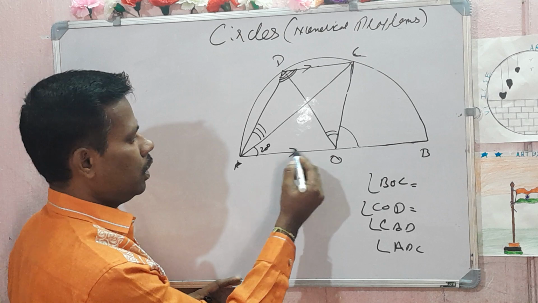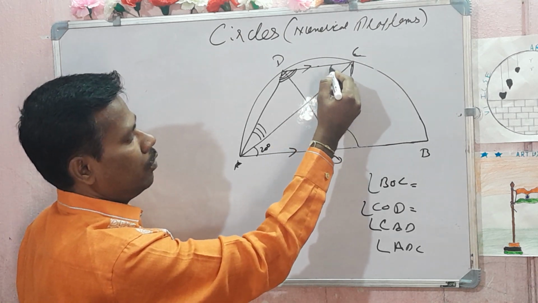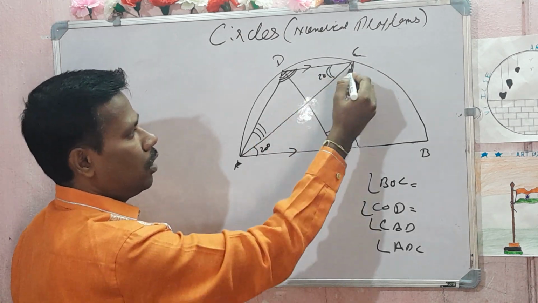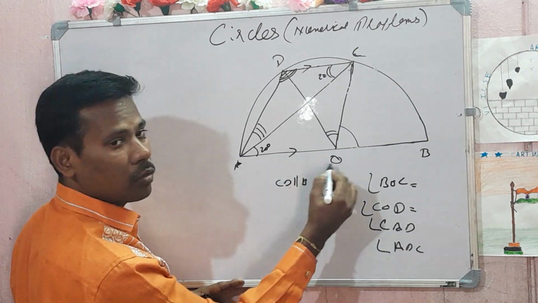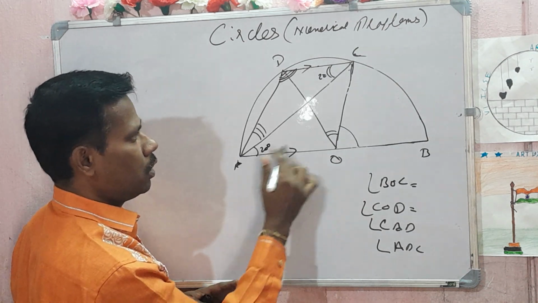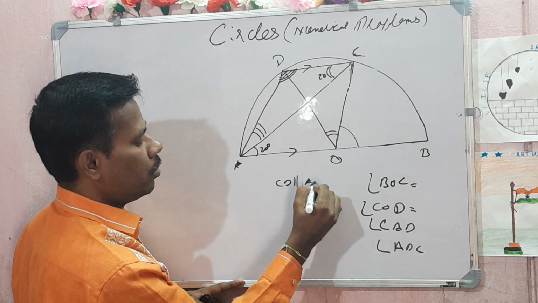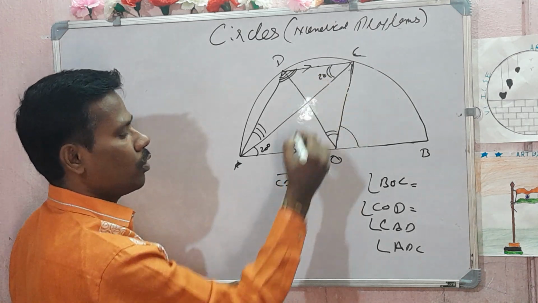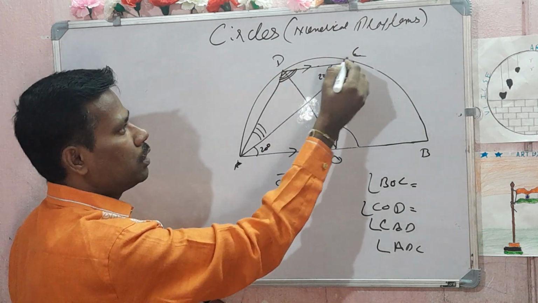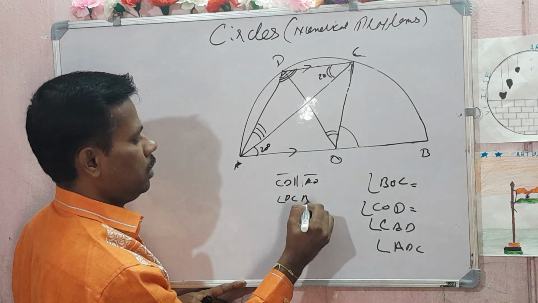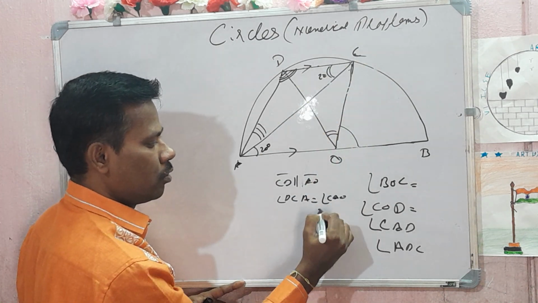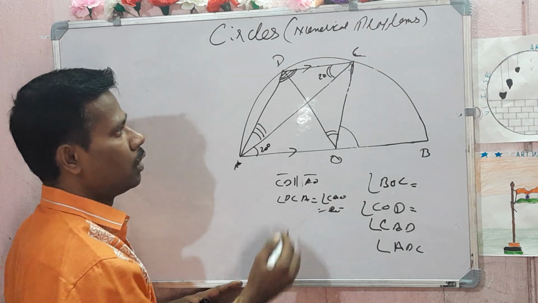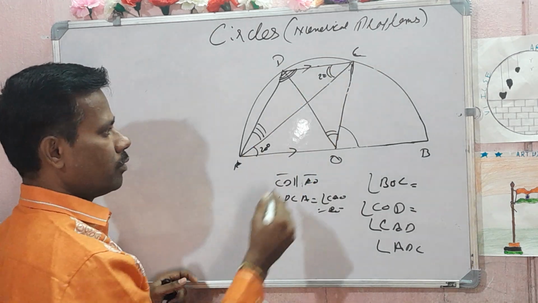Next, see here, if this is 20 degrees, what can you say about this one? 20 degrees, no? Alternate angles. Since CD is parallel to AO, therefore angle, apply three letters, angle DCA is equal to angle CAO. Both are equal to 20, right? So that's it. Next one.